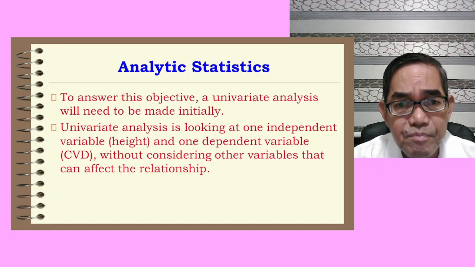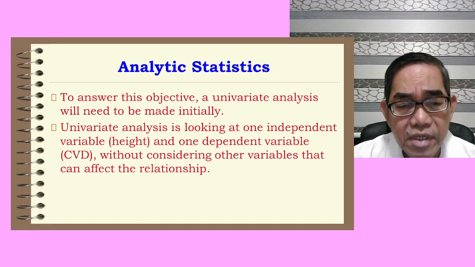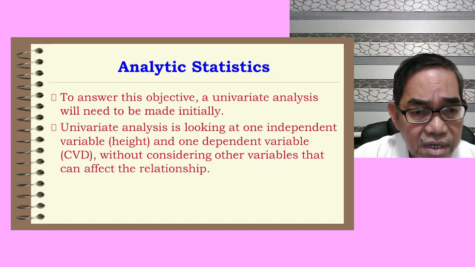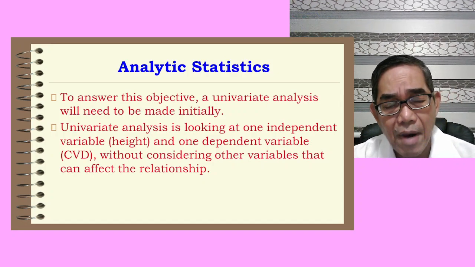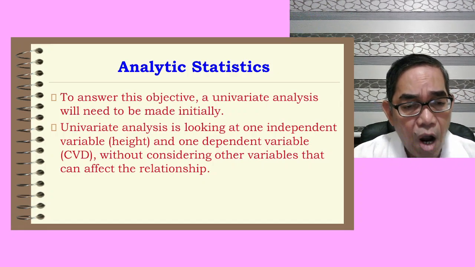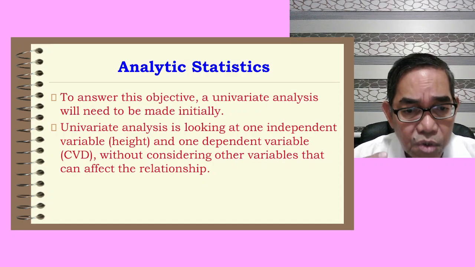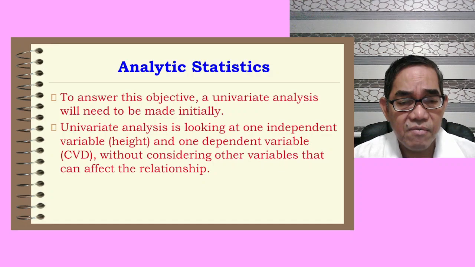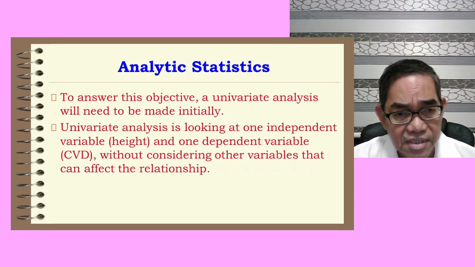We just group people into whether they are tall or small, and then we look into whether they have cardiovascular disease. Among the tall, how many of them have cardiovascular disease? Among the short, how many of them have cardiovascular disease? We just look into height without considering other variables that can affect cardiovascular disease.